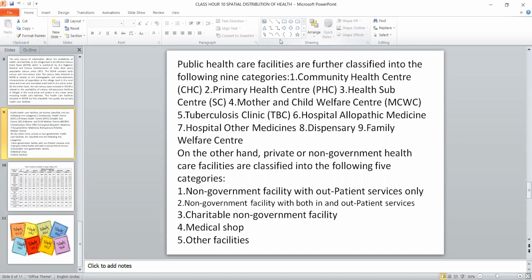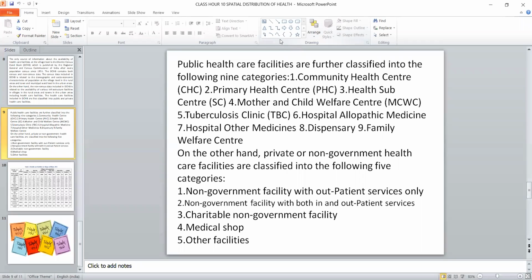Before moving to the individual level, we should first be familiar with what the healthcare facilities are, given to the public and private. On the public side, there are 9 categories in the spatial distribution, and in private it is 5. Number 1 is the community health center, which we call CHC. The second is the primary health center, called PHC. The third is the SC, that is health sub-centers.